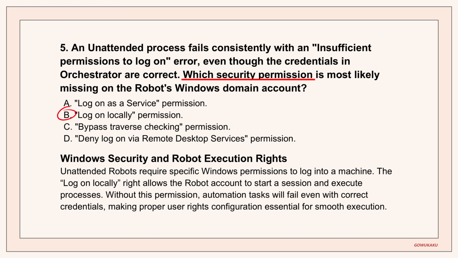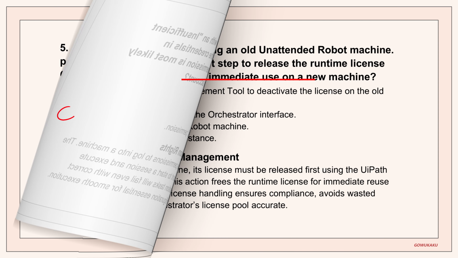That's a crucial distinction then. It's not about the password being right. It's about having the permission to actually use that password to start a desktop session. If you don't grant that specific right, the automation just can't create the interactive environment it needs. That's absolute gold for anyone troubleshooting those logon errors.